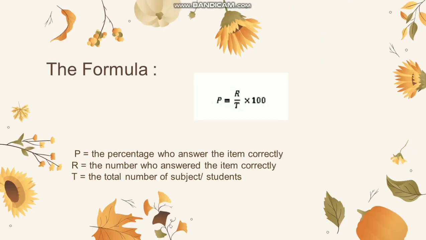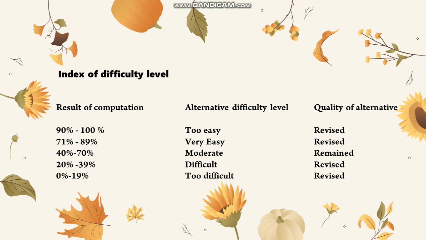The formula of difficulty level is P, the percentage who answered the item correctly; R, the number who answered the item correctly; and T, the total number of subjects. The next is the index of difficulty level. If the result is more than 100%, it must be revisited, and under 0% is must revisit.